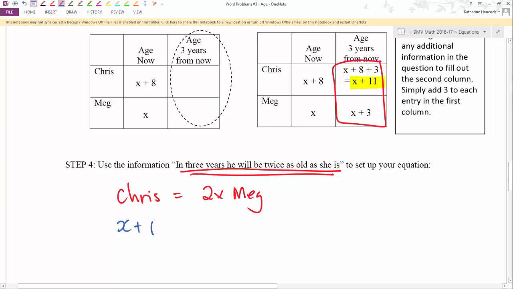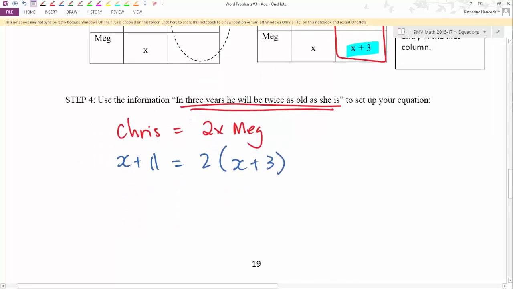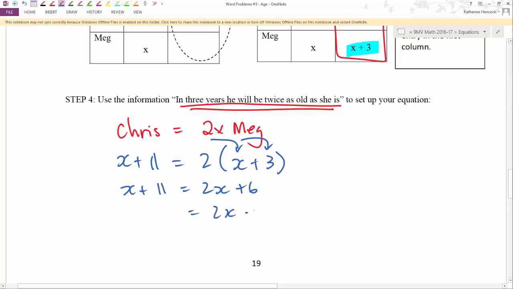So X plus 11 equals 2 times (X plus 3), because Meg was X plus 3. We'll have to distribute. So X plus 11 equals 2X plus 6. I'm going to move X over here, so 2X minus X. I'm going to bring the plus 6 to the other side, so it's minus 6. So X equals 5. So when we solve this, we get that Meg is 5 years old.